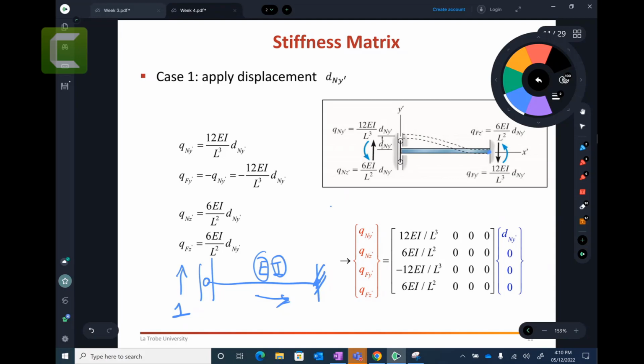What is I? I is the moment of inertia. Moment of inertia means how difficult it is for something to bend. Inertia means resistance against the moment. If I have this bar and I want to rotate it, how strong must it be to resist? So that is the measurement of a geometric property.